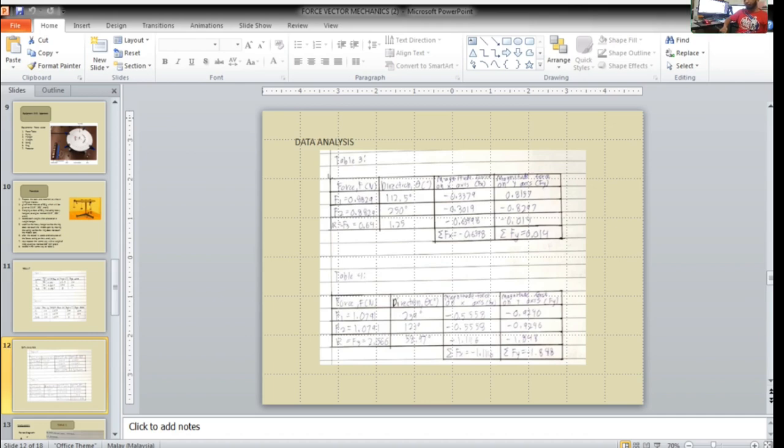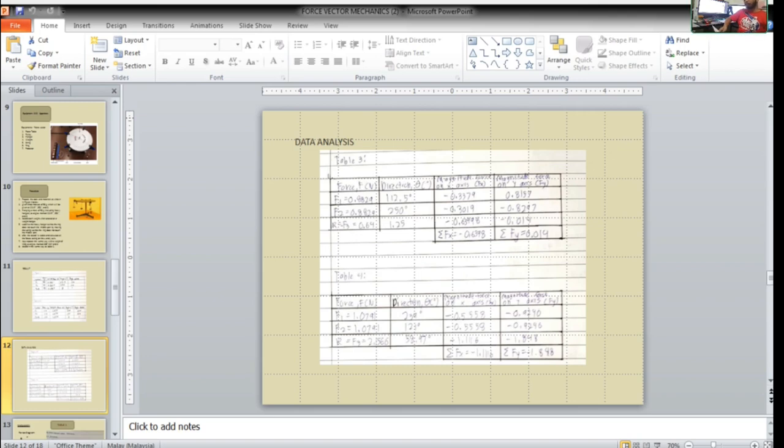F2 is 0.8829, while the direction is 250. The force on the x-axis is negative 0.3019. The force on the y-axis is negative 0.8297. For F3, the force is 0.64.